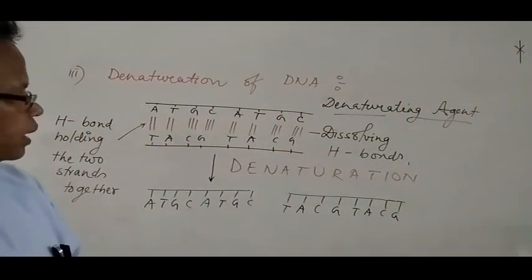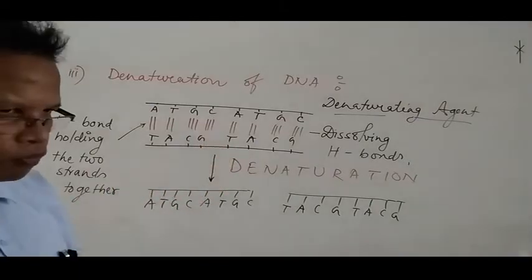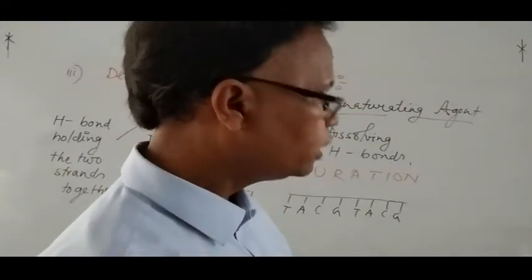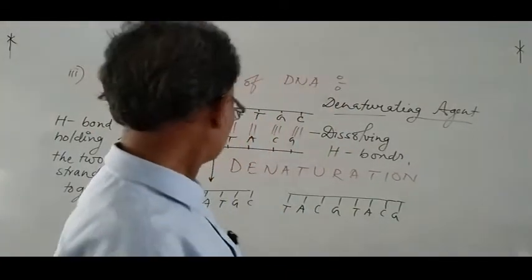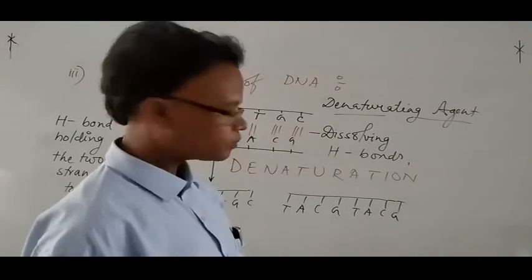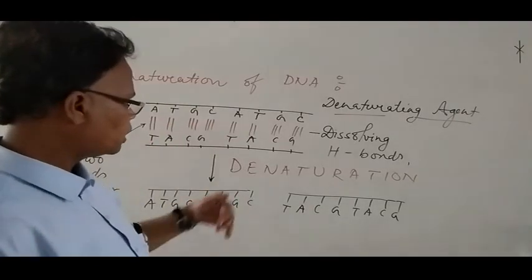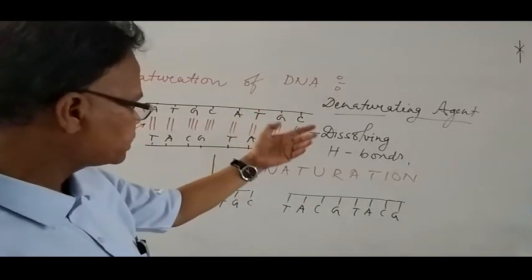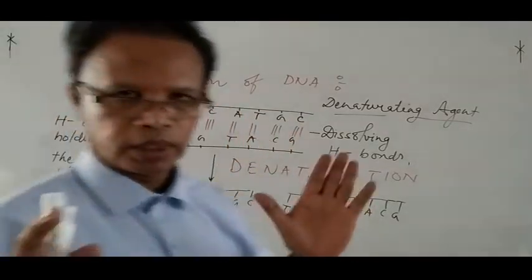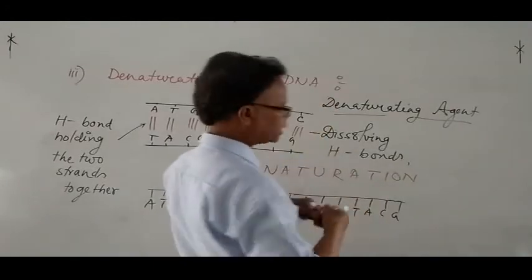Any entity that is capable of dissolving the hydrogen bonds holding the two strands together is called a denaturing agent. Okay, so the process is called denaturation. The chemical or the physical substances responsible for separation of the two strands of the DNA molecule is known as a denaturing agent.